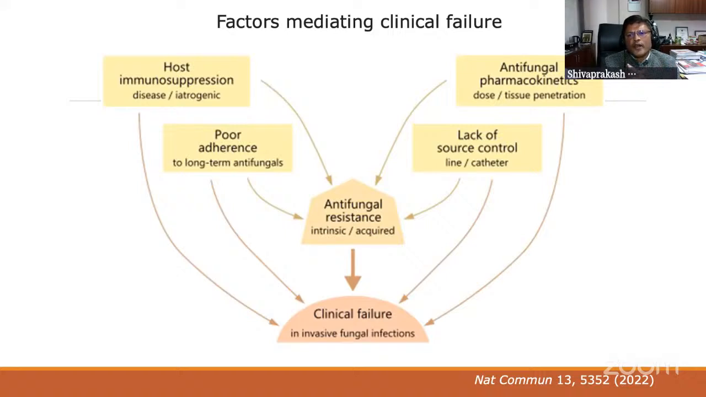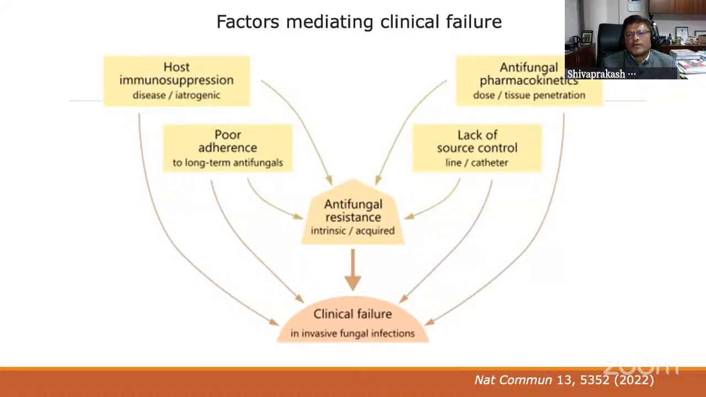Antifungal pharmacokinetics, the dose as well as tissue penetration. We need the antifungal to go to the place where it needs to act. So tissue penetration is an important thing. For example, in mucormycosis, because of necrosis, there will not be any blood circulation. Antifungal will not reach that area. So that's why the treatment method here is you have to remove the source.